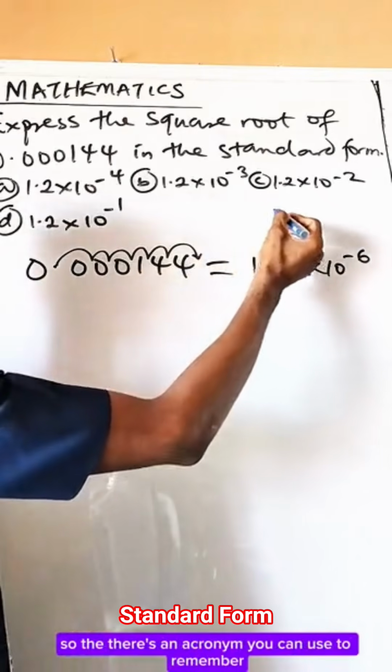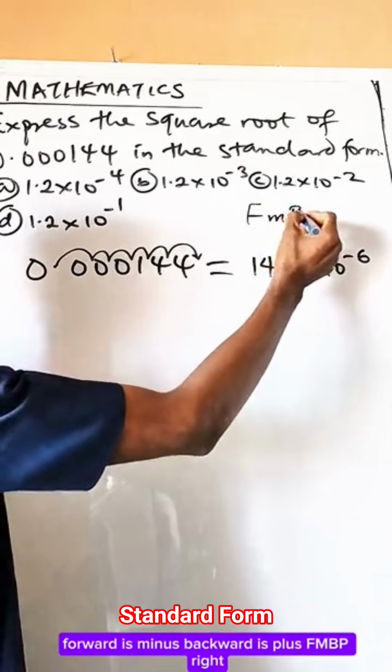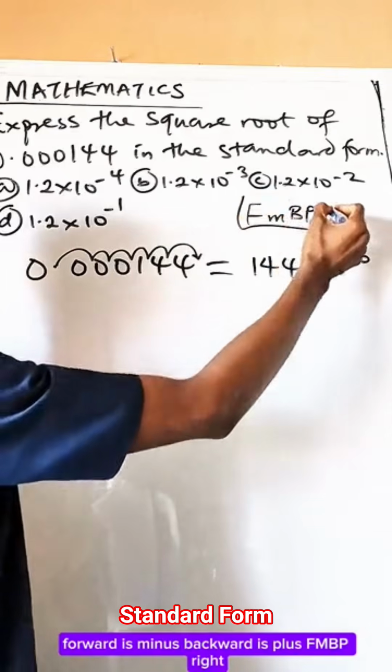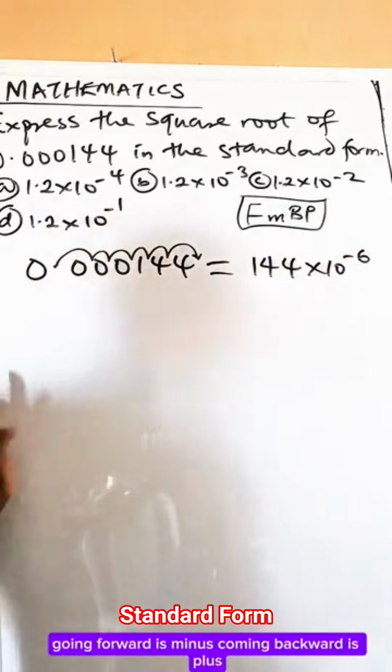So there's an acronym you can use to remember. Forward is minus, backward is plus. FMBP. Alright? Going forward is minus, coming backward is plus.